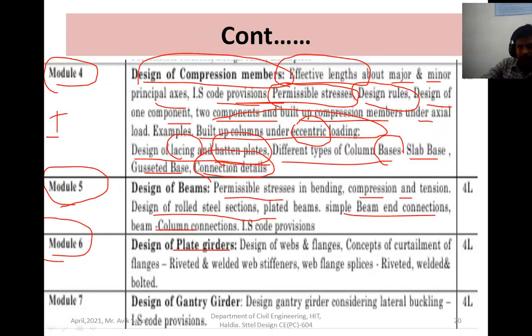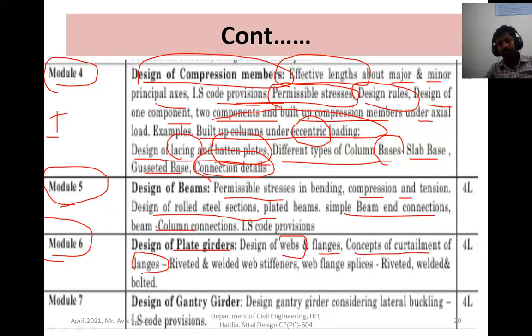As I have mentioned earlier, the plate girder is basically used in bridges. So how the plate girders are designed, this is a heavy beam, so how the girders are designed in truss bridges, that you have to learn. As it is an I section, it has a web part and a flange part. So how the flanges are curtailed, that also we learn.